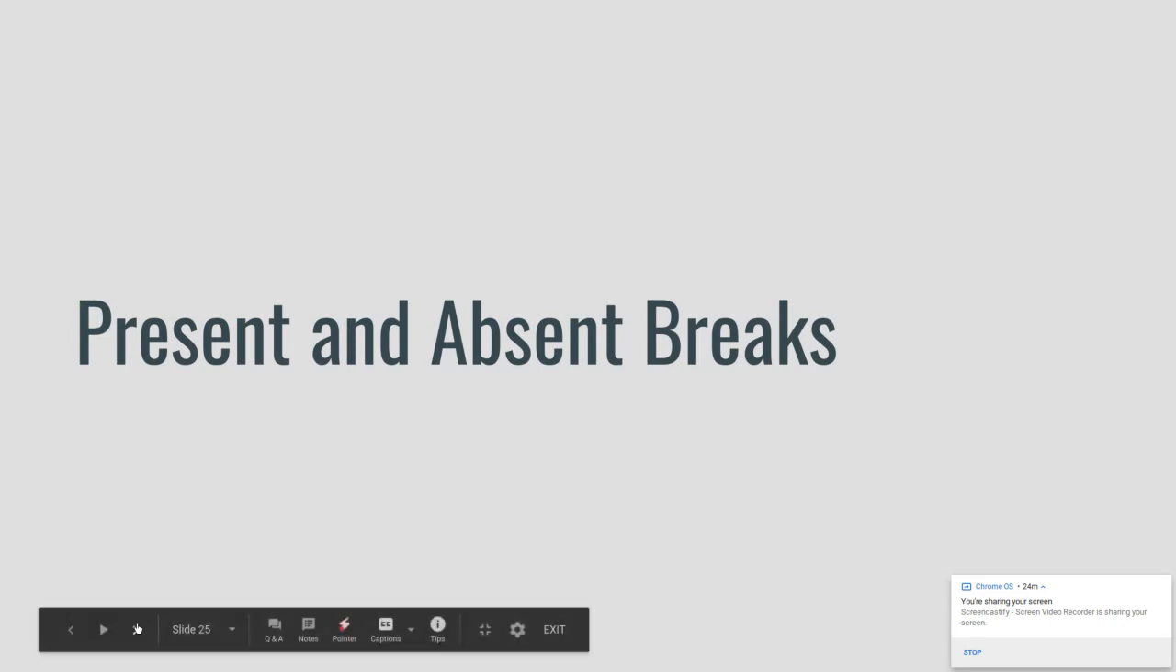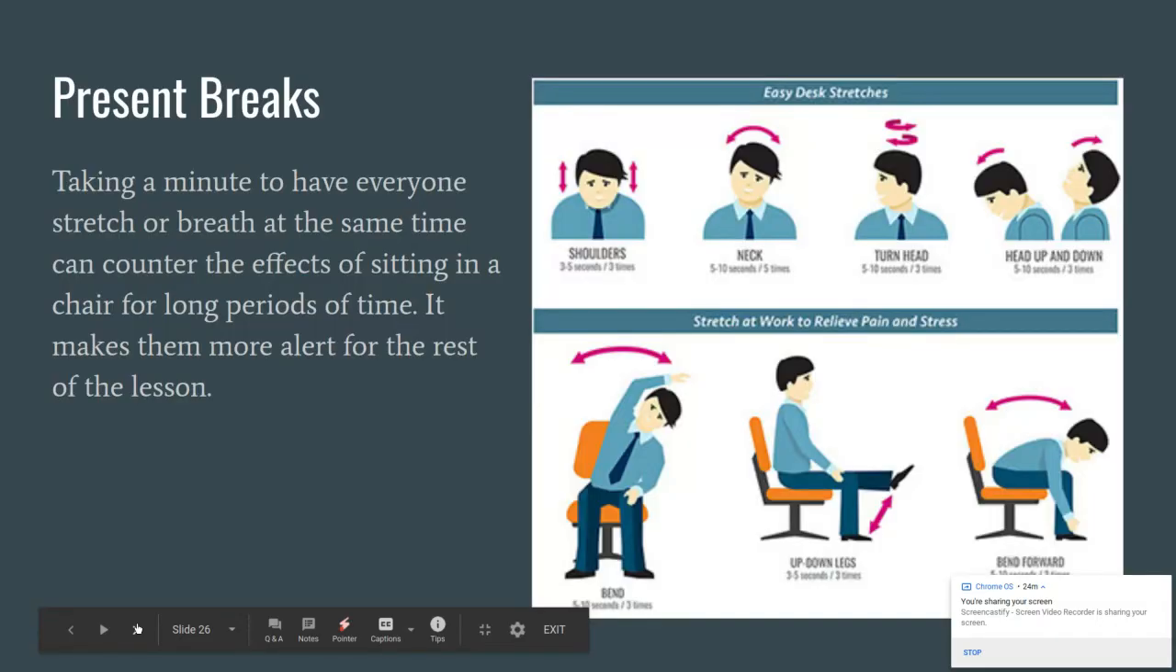So the last thing is present and absent breaks. There is that Zoom fatigue. Even if you keep them active and engaged and everything, it's very tiring. So you've got present breaks. You take a minute to have everybody stretch or breathe. Your legs can get very sore just sitting there. Your back can get sore. Not everybody has a great office chair to sit in.